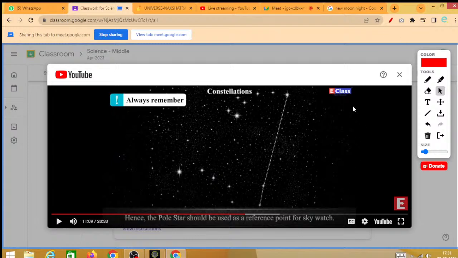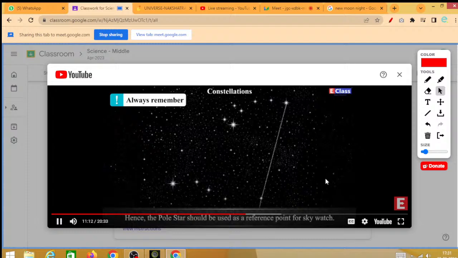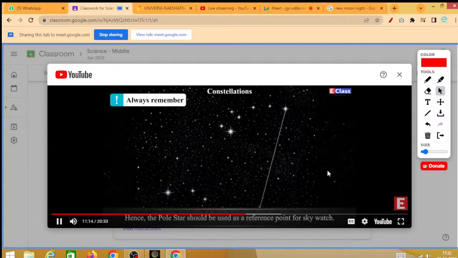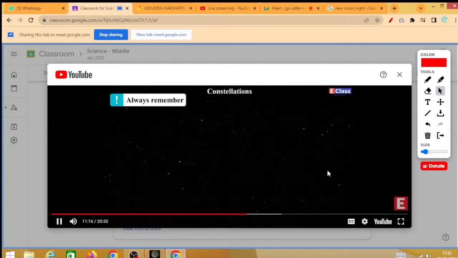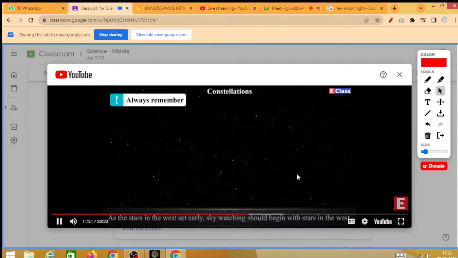Let me see if they've shown in this, otherwise I'll tell you. So first we have to identify where that pole star is. Then keeping that as a reference, you can find out, okay, this is this constellation, this nakshatra, that nakshatra, or whatever. Let me see what they've given here. Hence, the pole star should be used as a reference point for sky watch. 4. As the stars in the west set early, sky watching should begin with stars in the west.